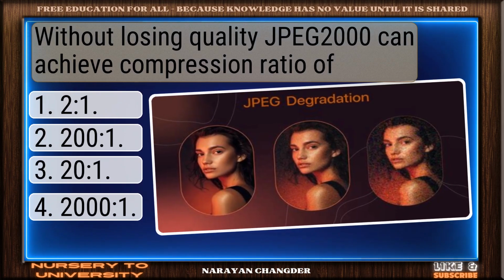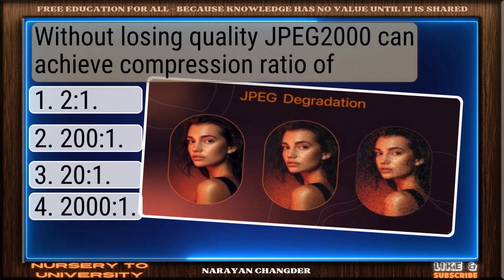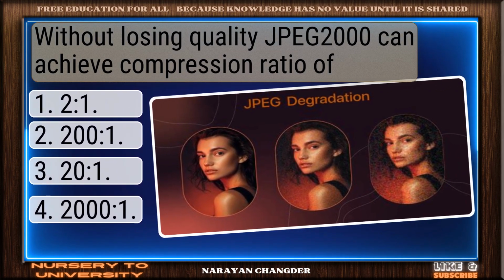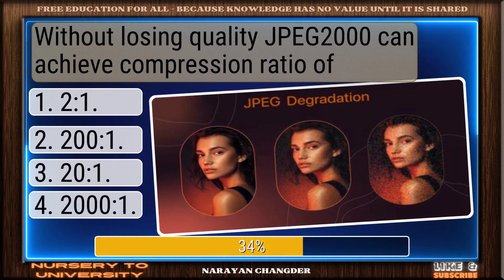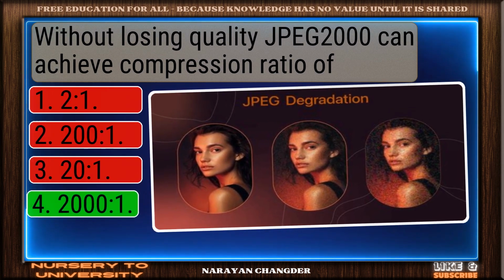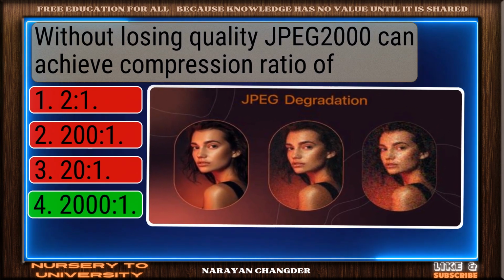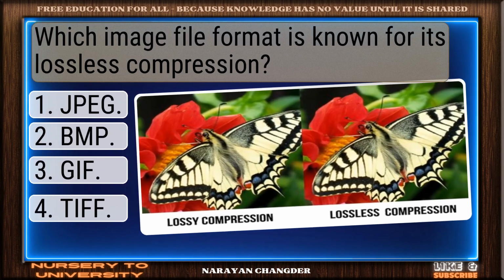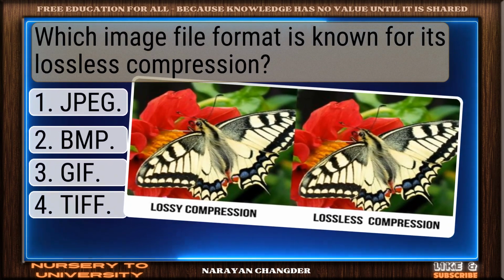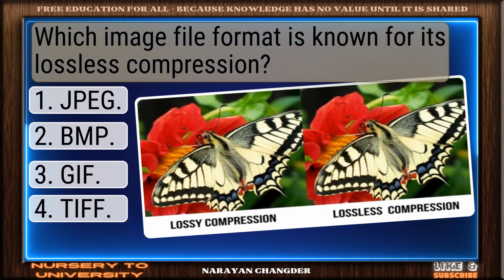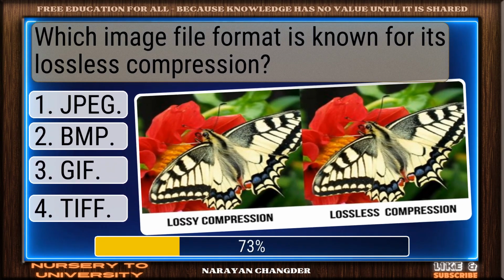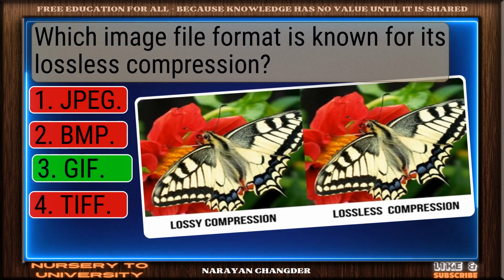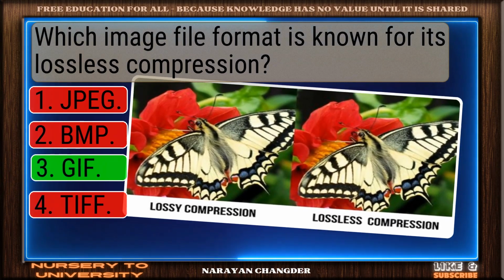Question number 49. Without losing quality, JPEG 2000 can achieve a compression ratio of? Correct response. 2:1 is the most accurate answer. Question number 50. Which image file format is known for its lossless compression? You chose GIF, and it is correct.